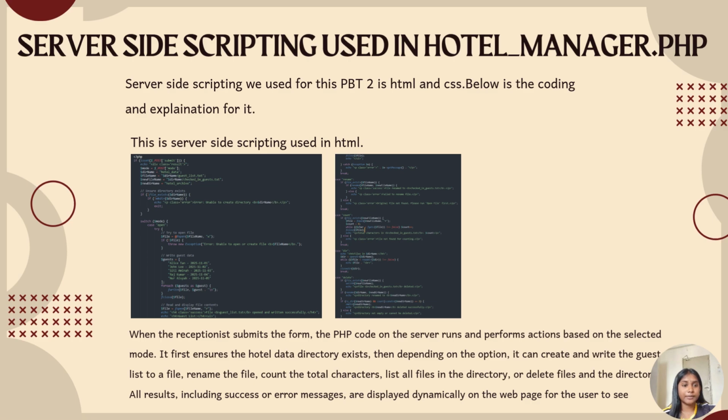When the receptionist submits the form, the PHP code on the server runs and performs actions based on the selected mode. It first enters the hotel data directory, and depending on the option it can create and write the guest list to a file, rename the file, count the total characters, list all files in the directory, or delete files in the directory. All results, including success or error messages, are displayed dynamically on the web page for the users to see.